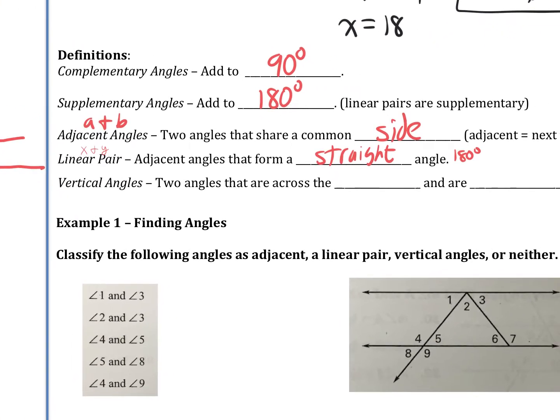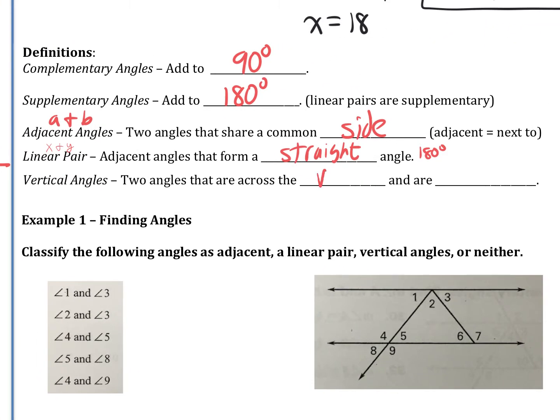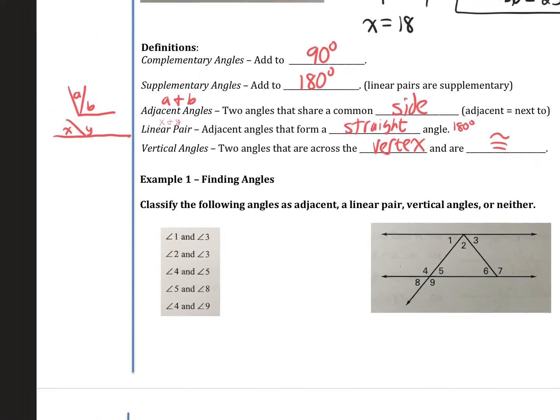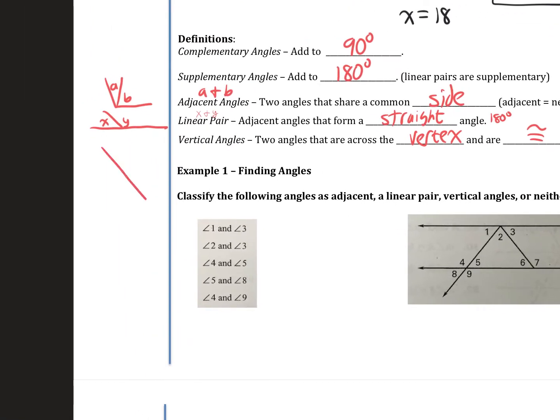All right, vertical angles. Two angles that are across the vertex. Across the what? Across the vertex and are congruent. Are what? Are congruent. Let's draw some vertical angles here. So we're going to draw two intersecting lines. So we have R, S, P, and T. So the vertical angles are across the vertex.